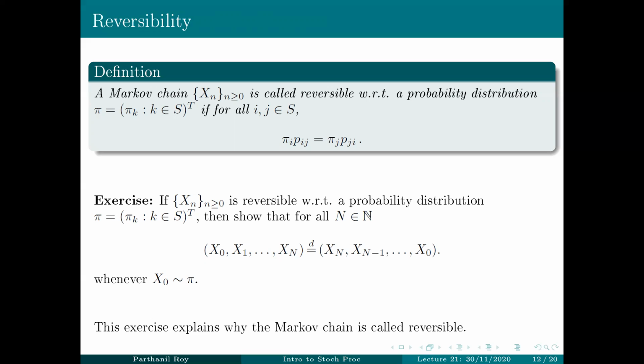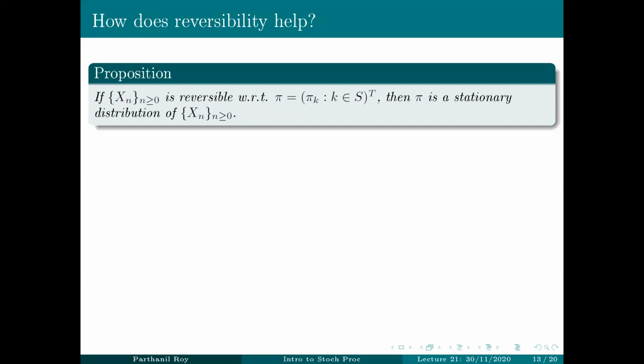Now, how the reversibility helps in the computation of stationary distribution is because of this proposition. Okay? So if Xn is reversible with respect to a probability distribution pi, then that probability distribution pi has to be a stationary distribution of Xn. It may not be unique, but it will be at least a stationary distribution of Xn.